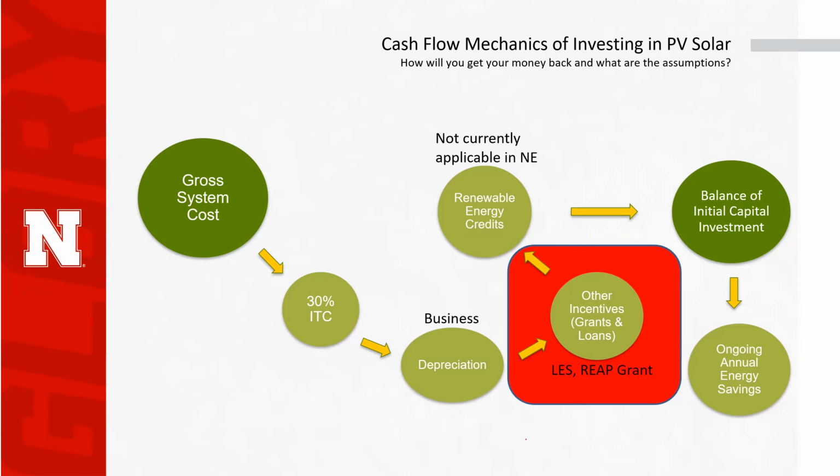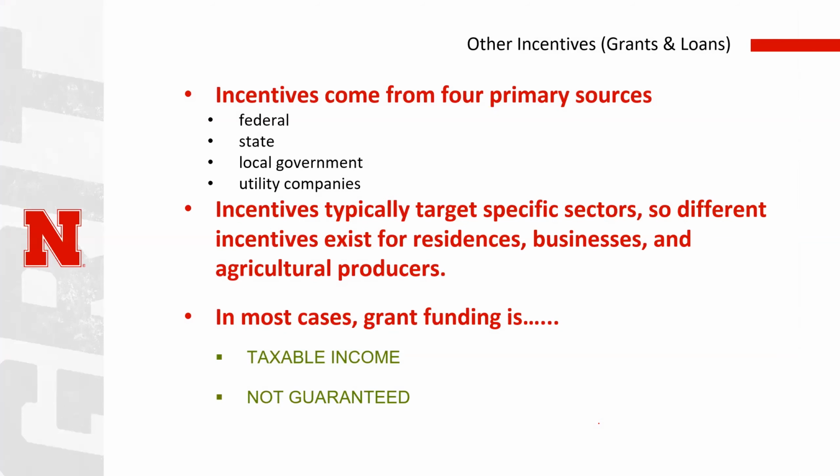So that's where it's important to ask your utility. I wouldn't expect that there is one in most places, but you could ask and see. LES, there's one now. There may be some others in Nebraska moving forward. The USDA REAP grant is a large one that's available to rural businesses and farms. And it's not guaranteed, but it is available. So we could take that off if you are able to get it.